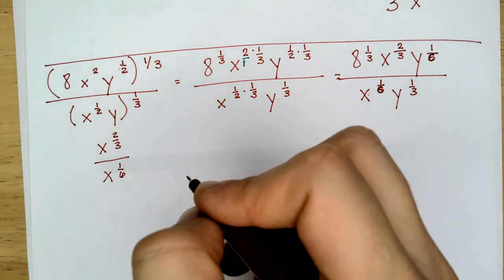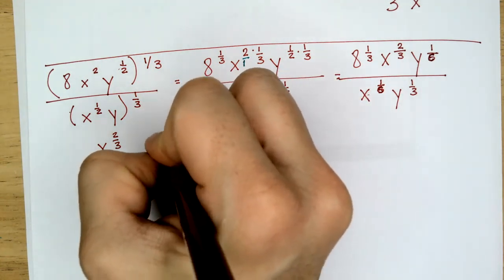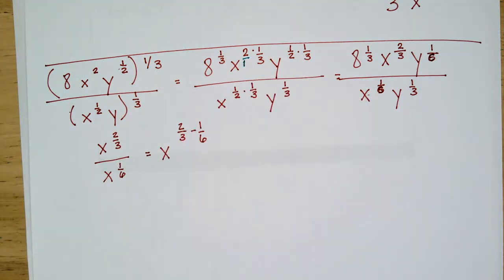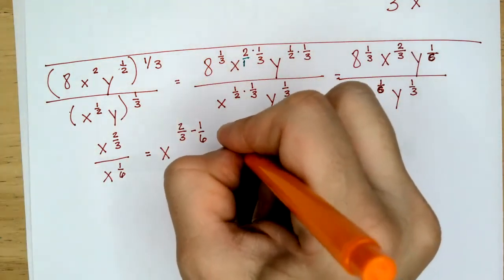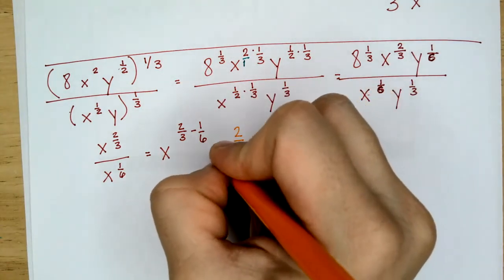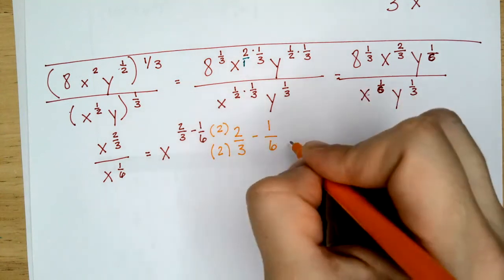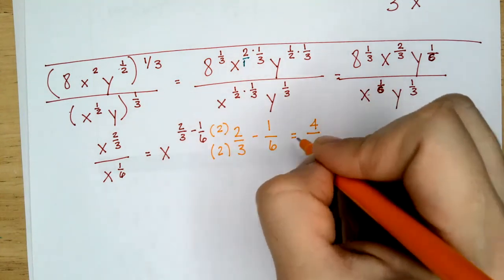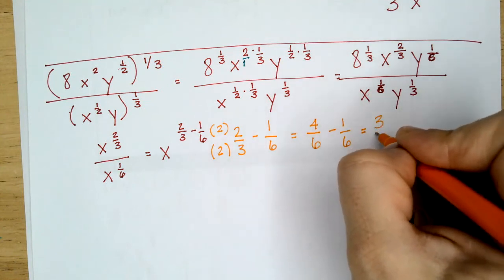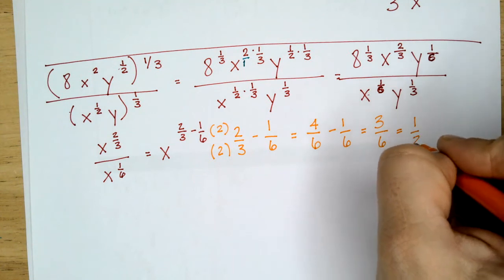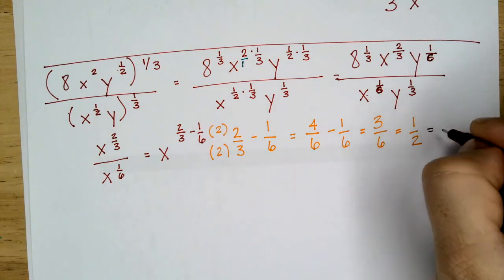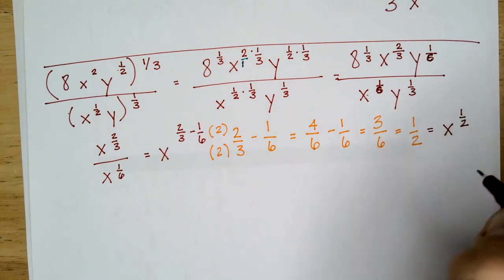That's going to become x to the 2/3 minus 1/6. Once again, look at the fractions. 2/3 minus 1/6. I need common denominators, so I'm going to multiply this side by 2. 2 times 2 is 4. 3 times 2 is that 6 we needed, minus 1/6 becomes 3/6 or 1/2, right? So now that x is to the 1/2.